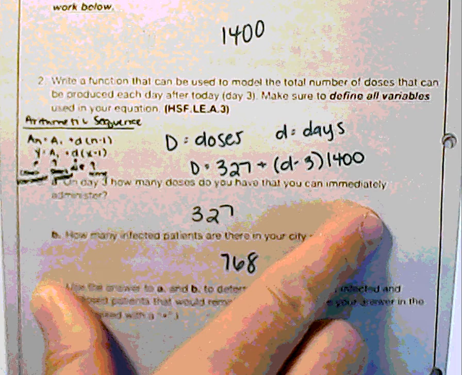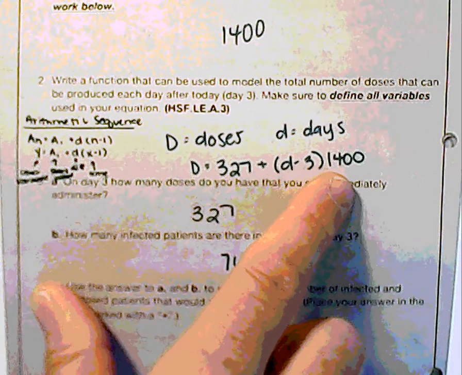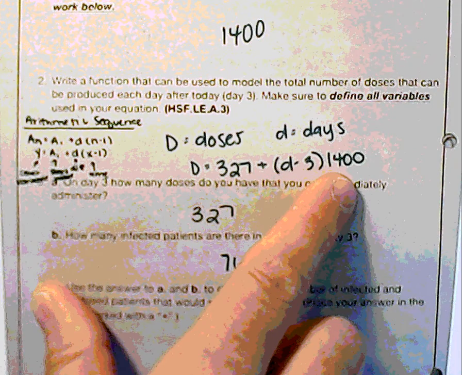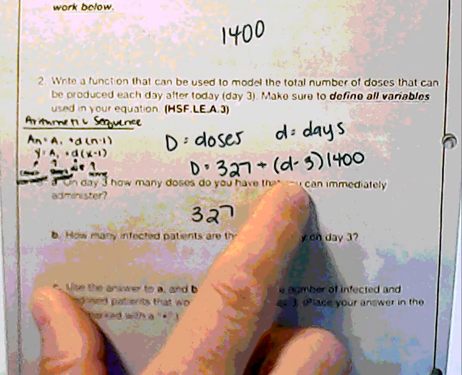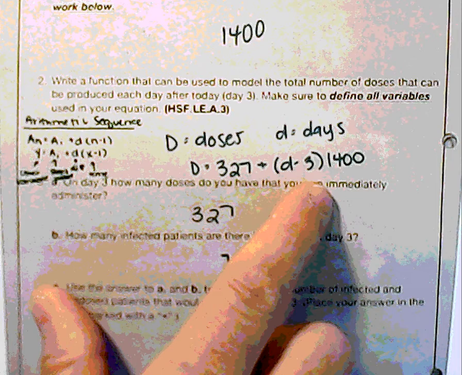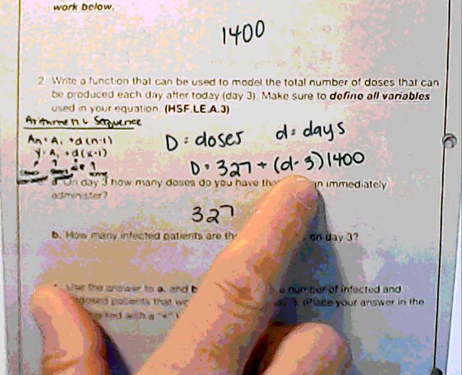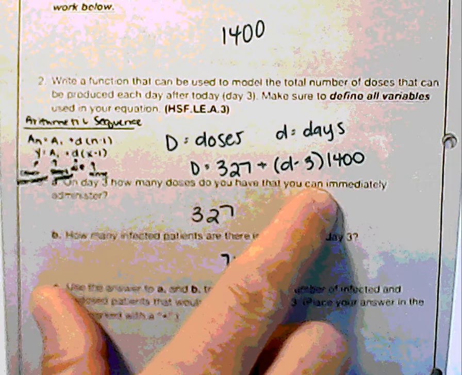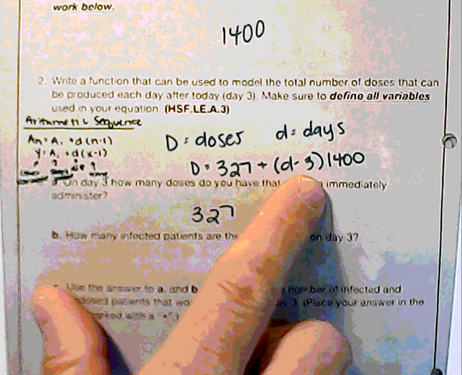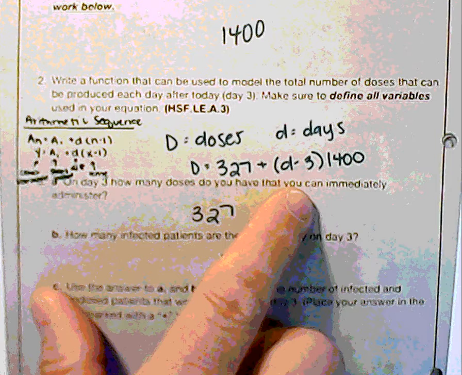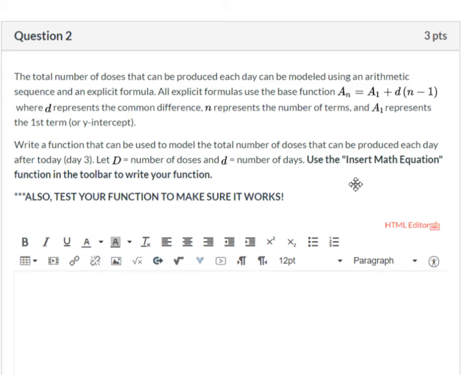So the number of doses we'll have on any given day will be 327 plus 1,400 times the number of times we've added the 1,400. Well, since we're not adding until day 4, day 4 means we've only added 1,400 one time. So it's got to be d minus 3, the day number minus 3, since we're up through the third day, we weren't creating any medicine. So d minus 3 times 1,400. Okay, so that's basically the same for you guys as it was for the sample problem.